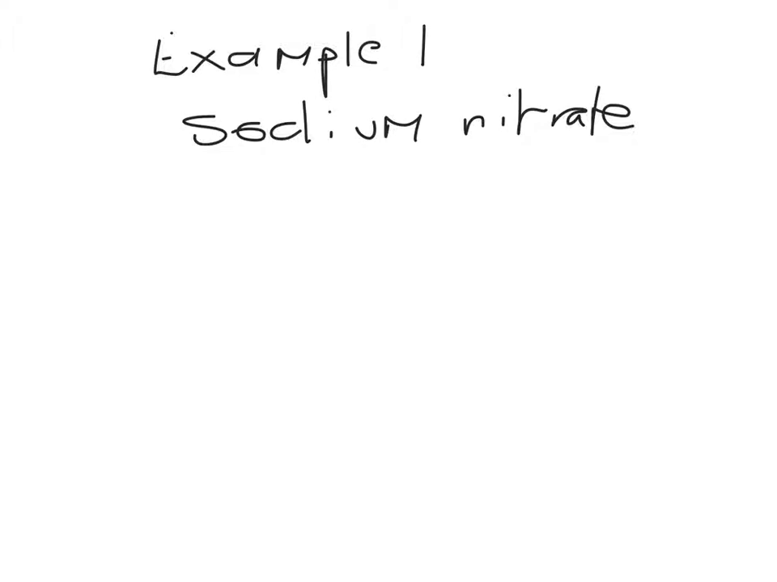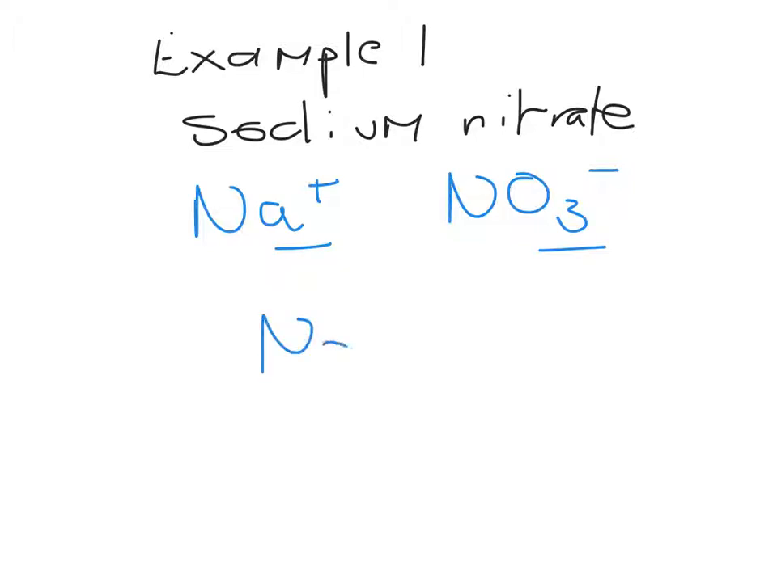So the first example we look at is sodium nitrate. From the last video, we know that sodium has a charge of Na+. Nitrate, we've just found out, is NO3 minus. So we have one plus and one minus, so nice and easy. Sodium nitrate is NaNO3.